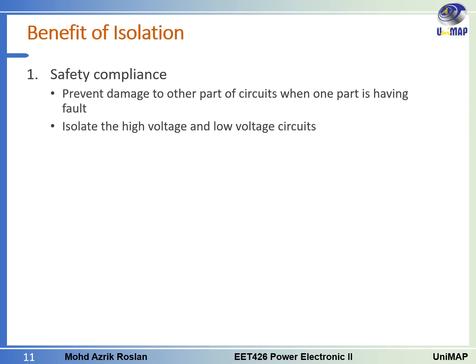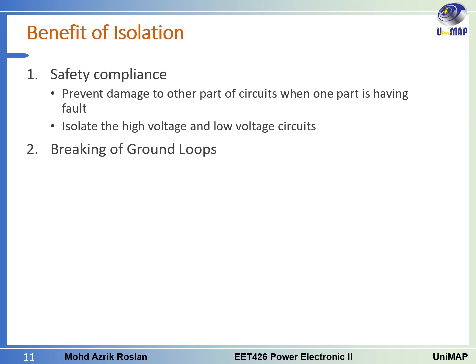And then we want to isolate the high voltage and the low voltage circuit. Usually if you want to have supply from the AC source, from the TNB source, you will convert it from AC to DC using an AC to DC circuit, and then you want to isolate that circuit so it will not affect the output side of the DC to DC converter.